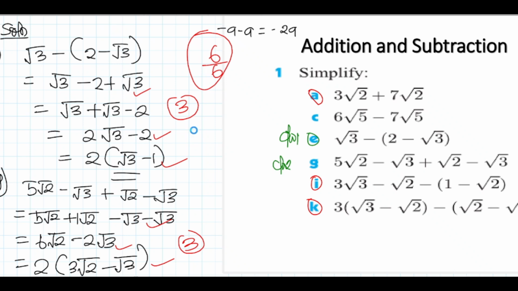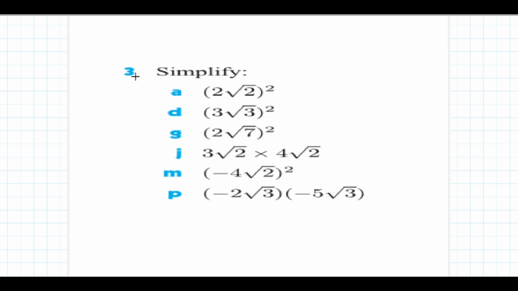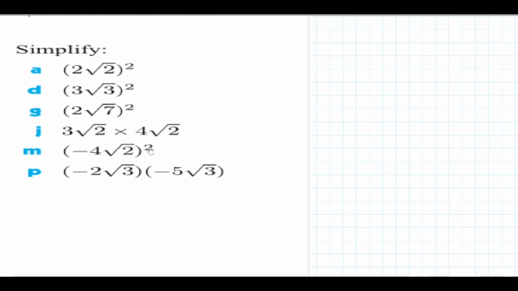Alright, let's look at what we have next here. Simplify the following. So this is like multiplication. We're going to use the principle that square root of a squared, the square cancels the square root, and you have a. So that's what we're basically using here. Okay, so let's go. Let's take A.